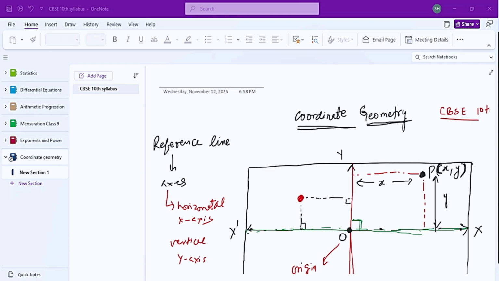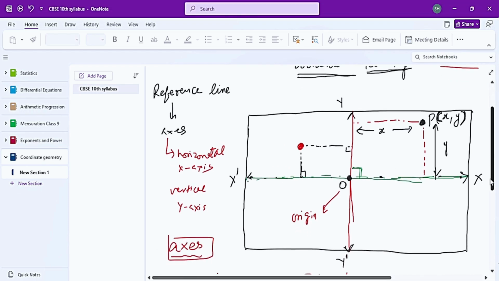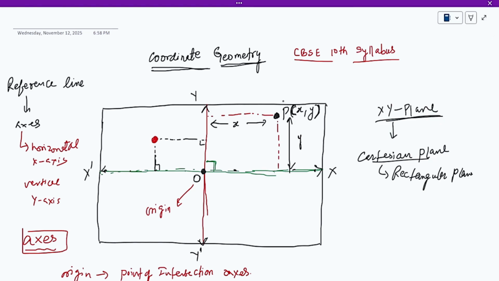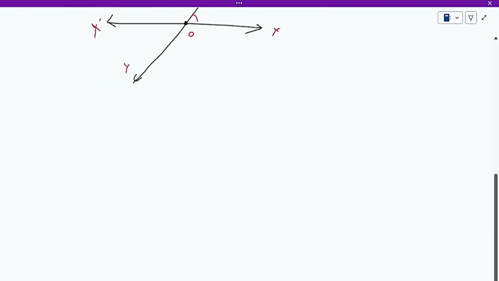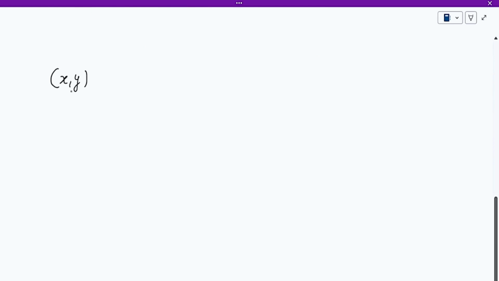So this is the coordinate of this point P. Here I have used a small bracket. This small bracket (x, y) is a pair of two numbers. The first one we call the x coordinate, and the second one is the y coordinate.